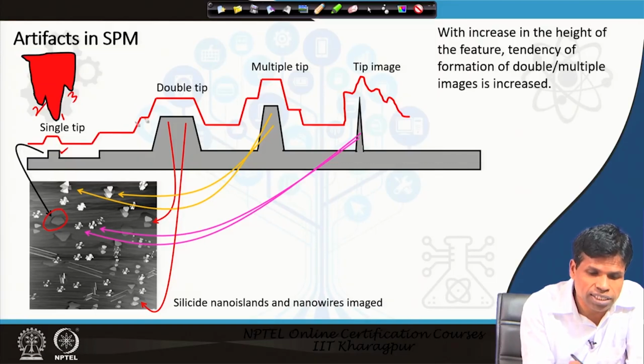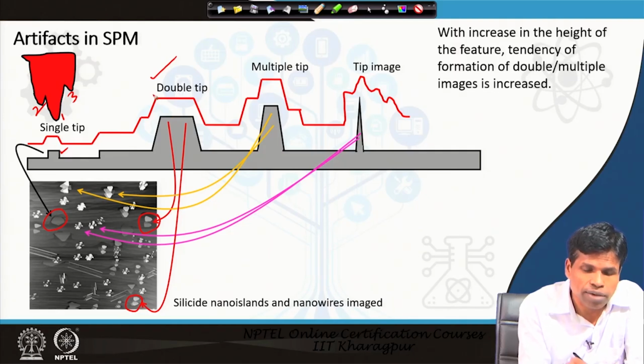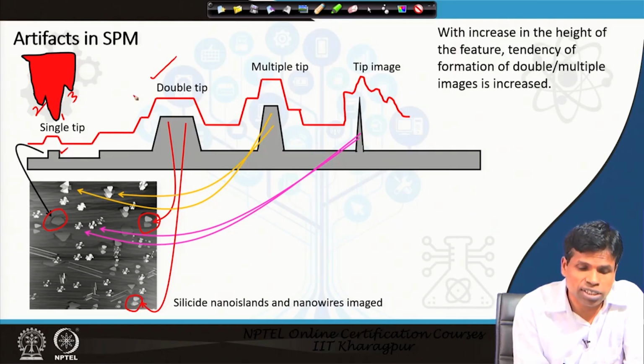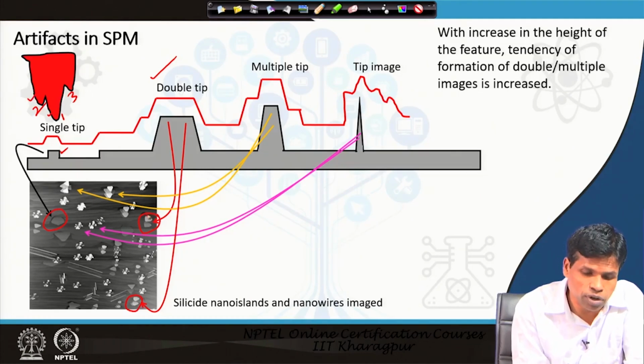But as the feature's height increases in the sample, then at those places we see double tip information. As you see here, the same feature looks like 2 repeating features. This is due to the double tip. 2 tips are measuring the current at the same time, being measured in constant current mode. So, these 2 voltages are going to 2 different tips, giving 2 different data points. That is why the same structure repeats.